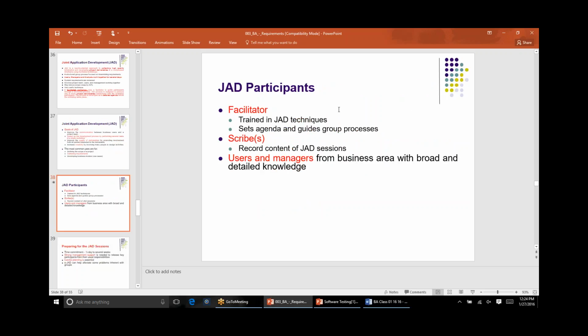In JAD sessions, you have a facilitator. The facilitator is the person who is basically facilitating the whole workshop. He's the conductor. Scribes are the people who are taking notes, collecting information, documenting it. Documentation can be done in a Word document or by making notes on a blackboard or whatever. But somebody is making notes, a scribe.